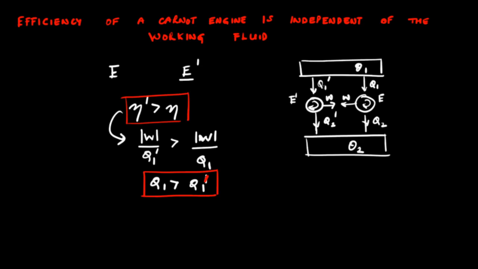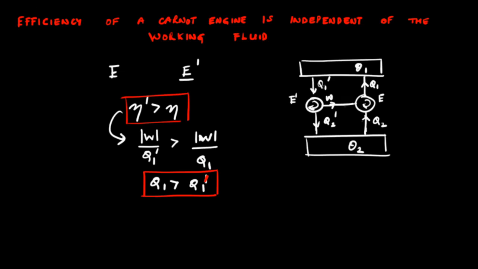Now, what we do is that because the Carnot cycle is reversible, we can have this engine E working in the reverse direction as a refrigerator. So we'll say that this engine E is working as a refrigerator, that is a Carnot cycle in reverse. So it takes this work that is output from engine E prime as the input and now absorbs heat Q2 from the low temperature reservoir and rejects heat Q1 to the high temperature reservoir at temperature θ1.